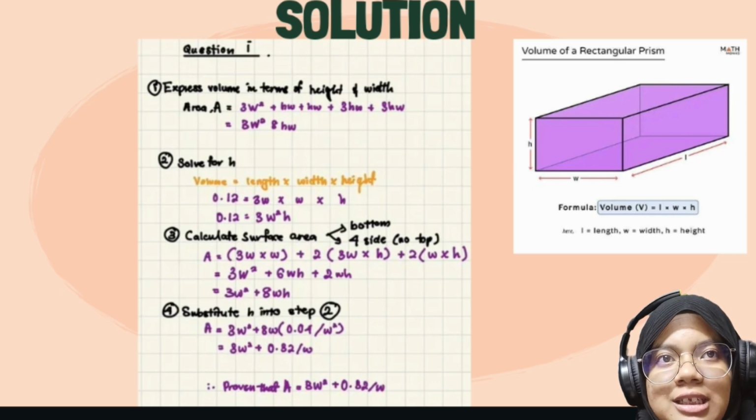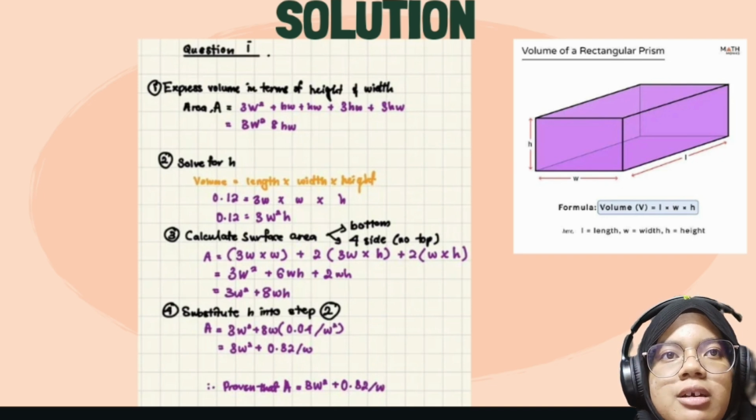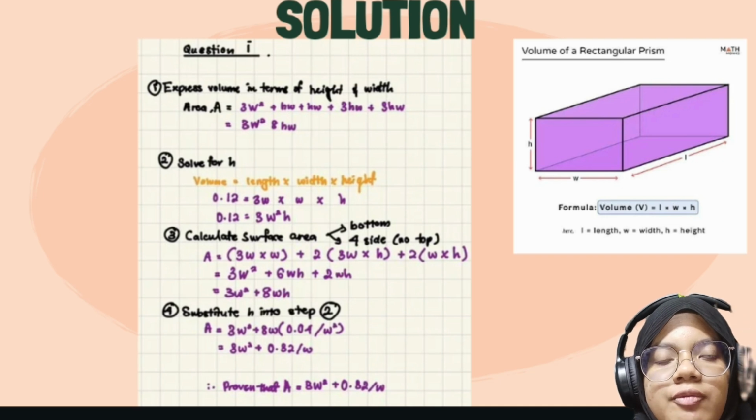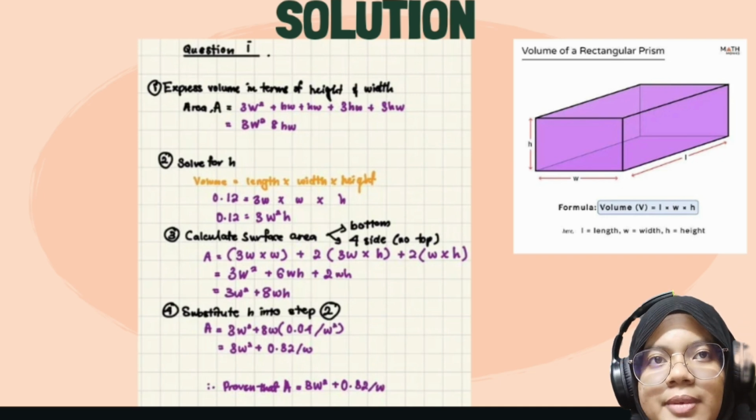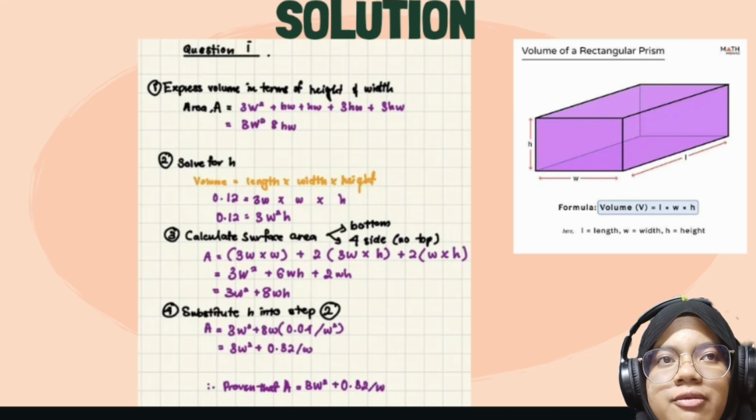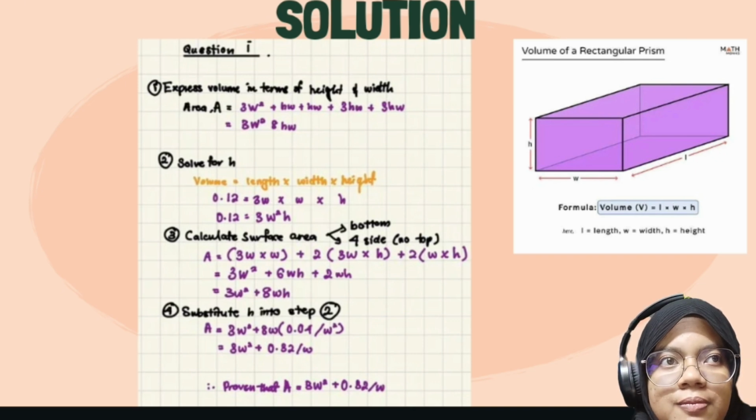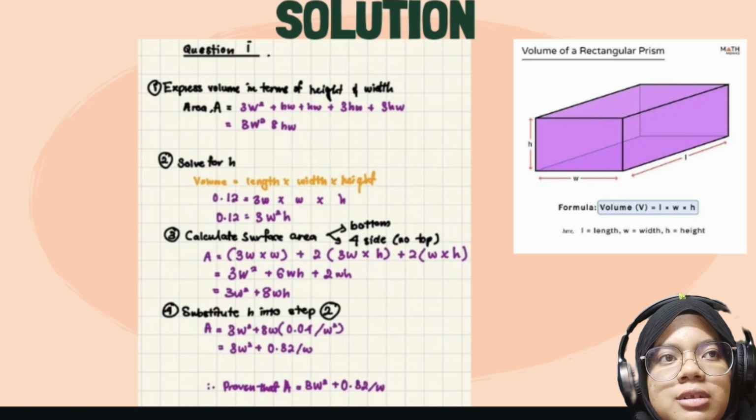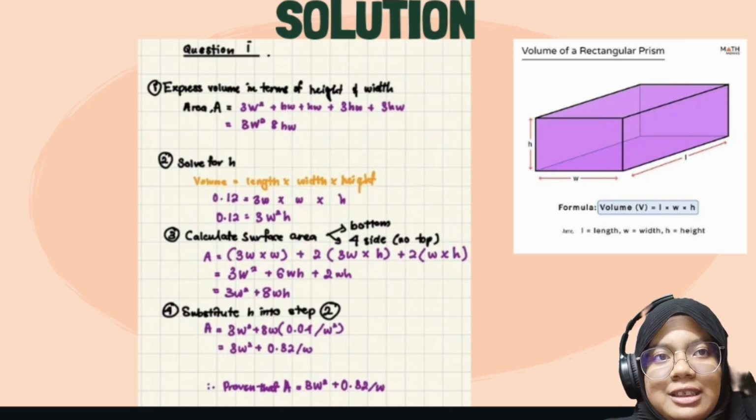Now let's consider the information that is given. We know that the length is exactly 3 times the width, so we can write L = 3W. We are also told that the container must hold 120 liters, which is equivalent to 0.12 cubic meters. Recall that the volume of a rectangular box is given by V = L × W × H. Using this information, we can express the height in terms of the width.